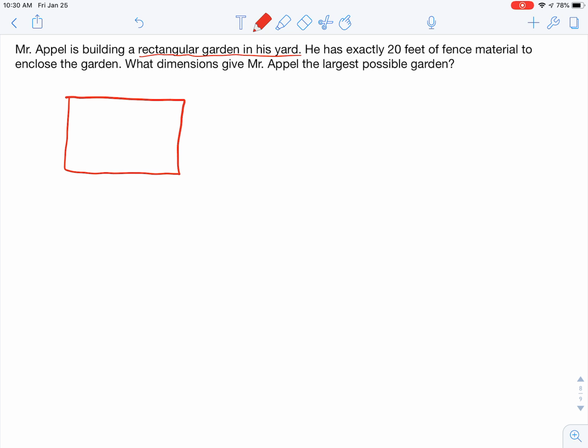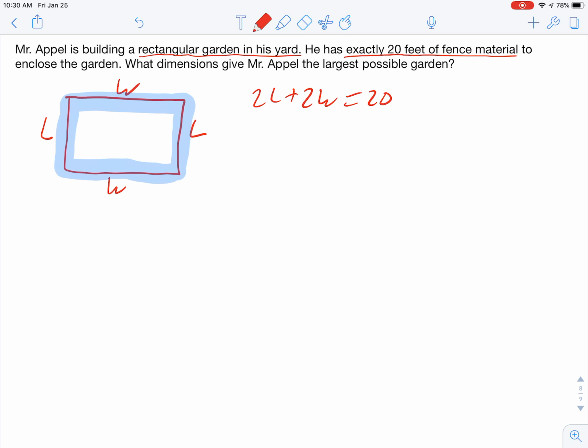Let's just say L represents the length and W represents the width. It says I have exactly 20 feet of fence material to enclose the garden. So what that means is L plus W plus L plus W, in other words, all the way around, has to add up to 20. So 2L plus 2W has to add up to 20.